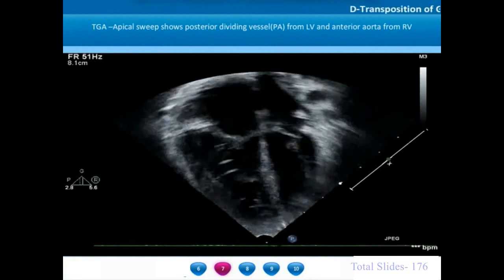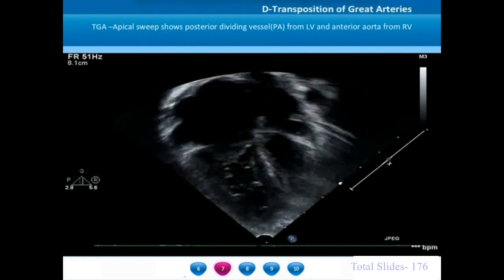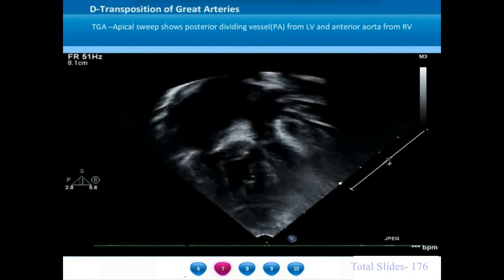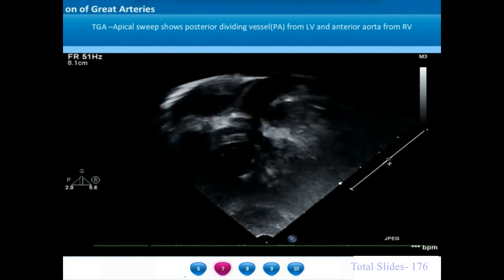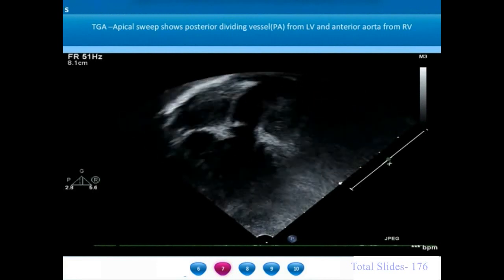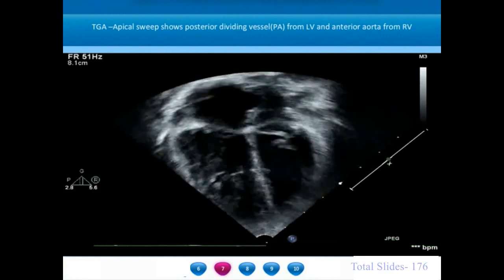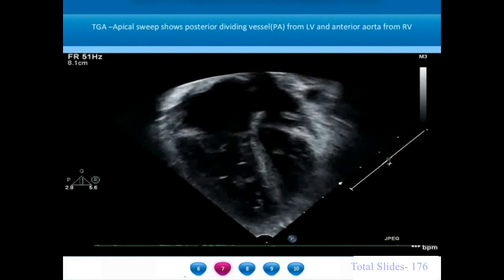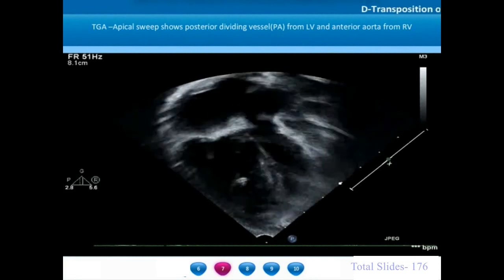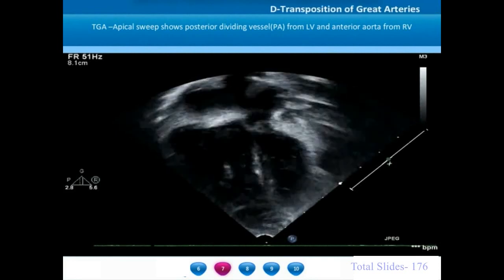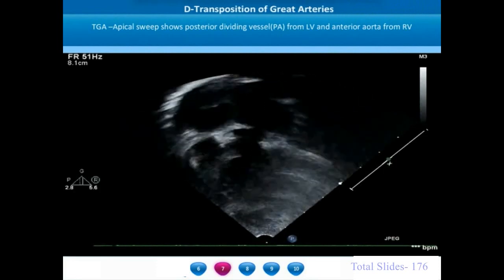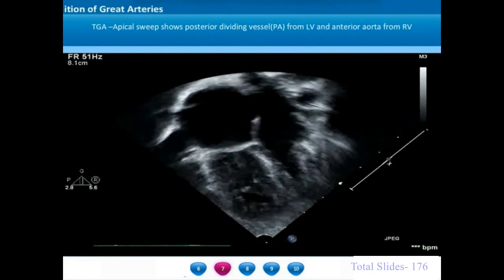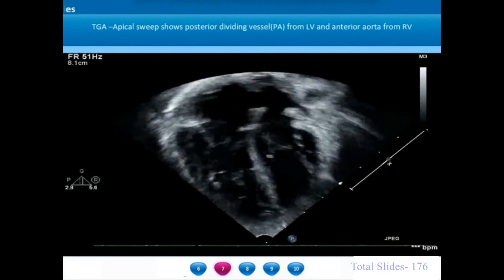Ventricular arterial discordance is the characteristic feature of transposition of great arteries. In this apical view, we identify that the left ventricle is giving off a posterior vessel which bifurcates, and this is the pulmonary artery, and the right ventricle gives off an anterior vessel which ascends superiorly as the ascending aorta. This origin of pulmonary artery from the left ventricle and aorta from the right ventricle is the hallmark of transposition of great arteries.